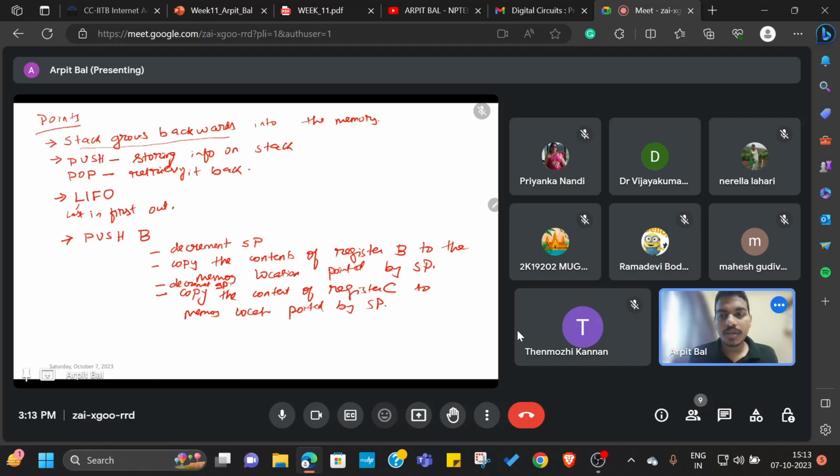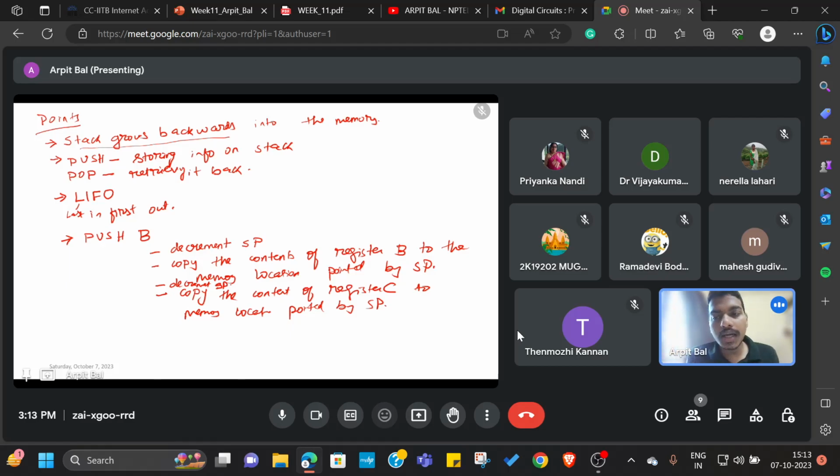Okay, so basically BC, there are a few registers which can be used in pairs, like BC is one of them. So when I do push B, it means that I want to push the contents of the BC register into the stack. The first step that is going to happen is that the stack pointer is decremented.